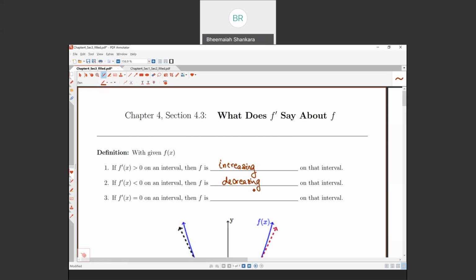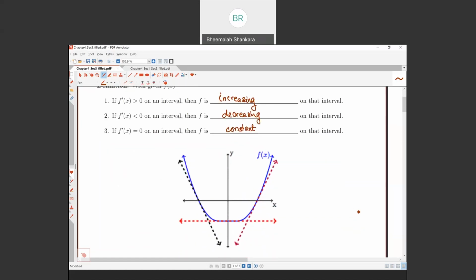But suppose f prime, the derivative, is equal to 0, which means the function is constant on that interval. You can draw a horizontal tangent at that point. So here we have a graph with all these characteristics.